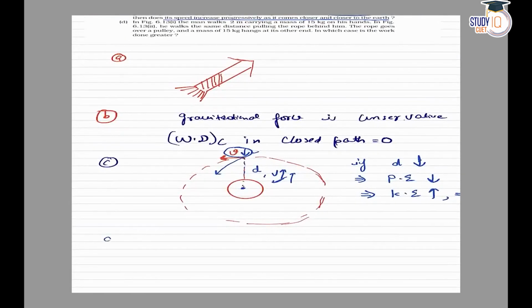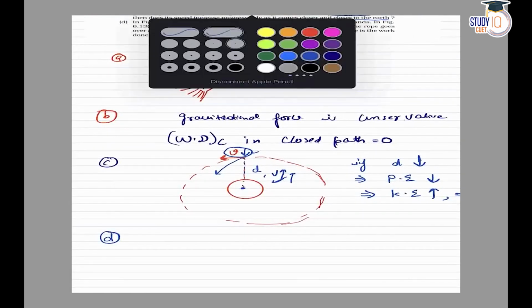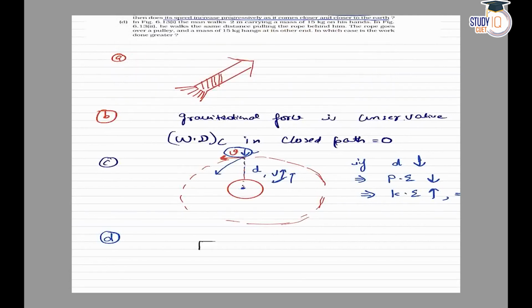The last part, which is D. In part D, we are given two situations. A block of mass 15 kg is moved. In one case, it is moved on the hand of a person, so the force acting on the block is static friction. And let's say the block moves by a distance of L meters.